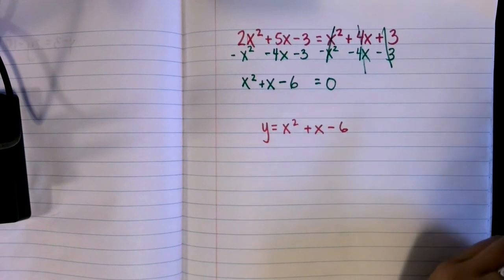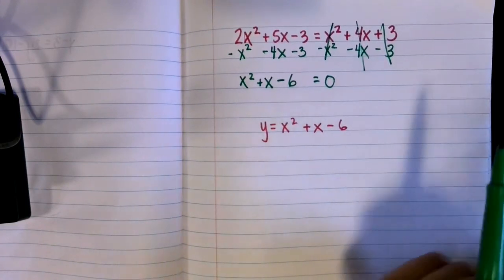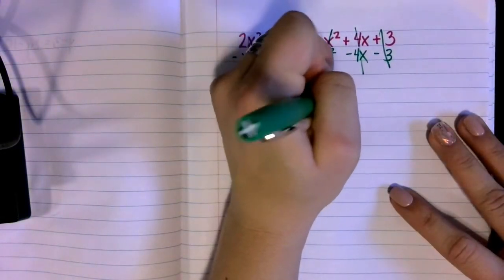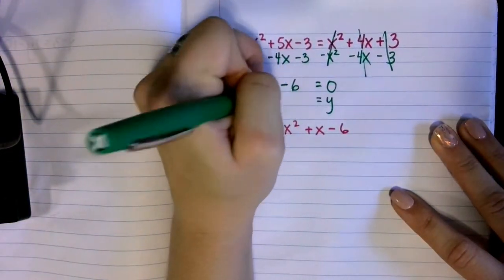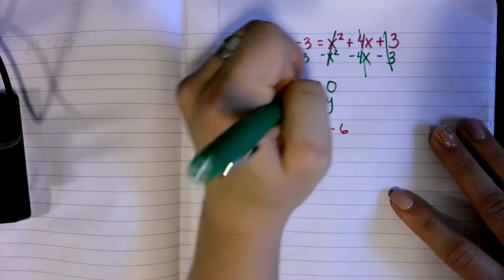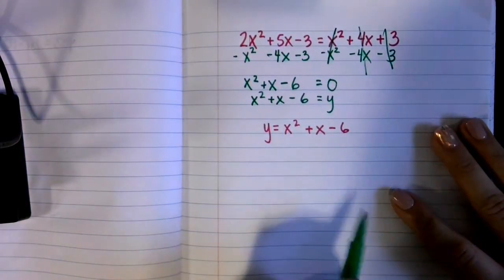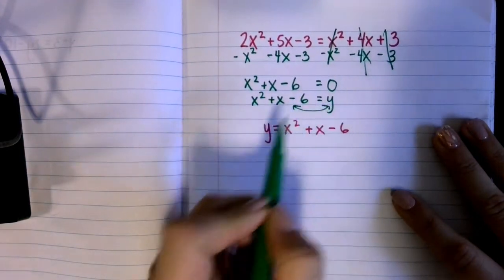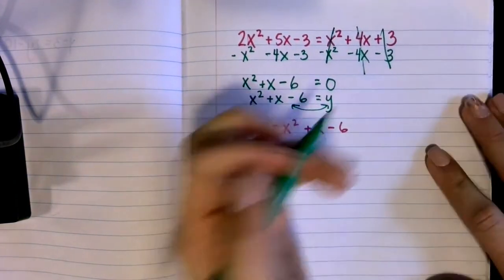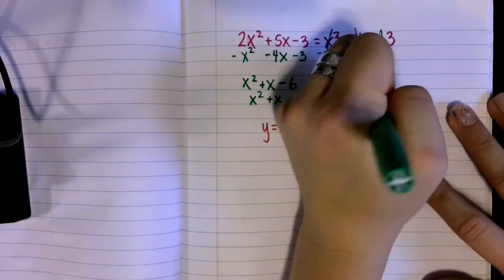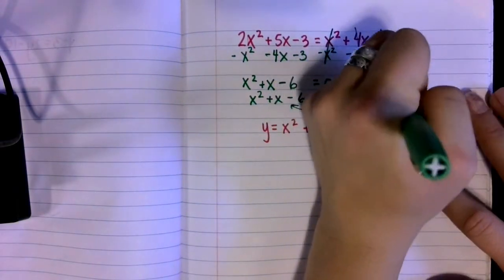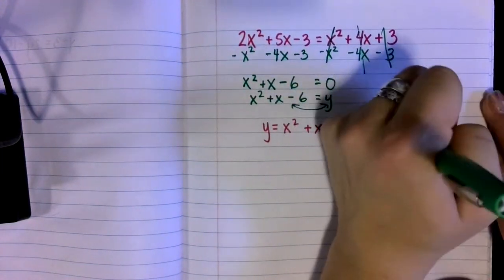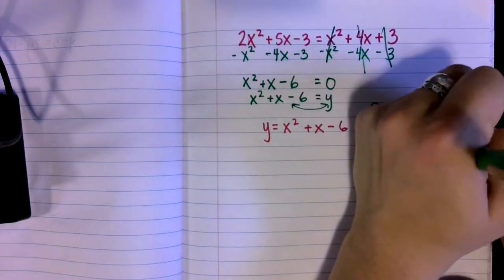Now I know that if I'm going to put this on a coordinate grid or a graph, I have to have it equal y. So they just replaced their 0 here with y. So we had x squared plus x minus 6. And then because of our commutative property, we can just flip these sides, and that's how the person got here. So basically all they did was simplify by combining like terms to one side.